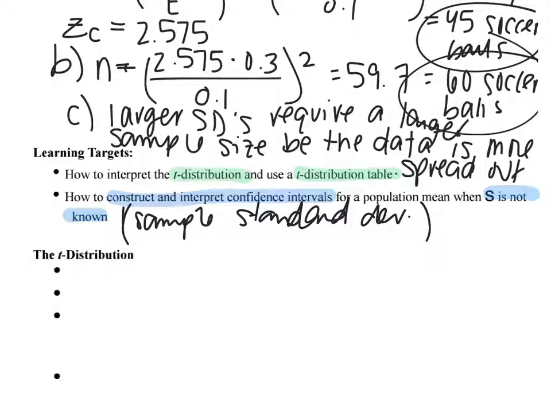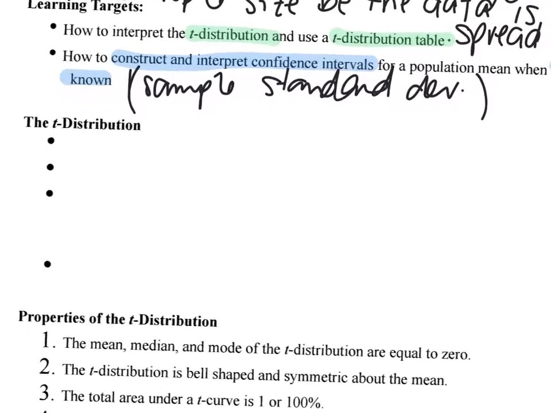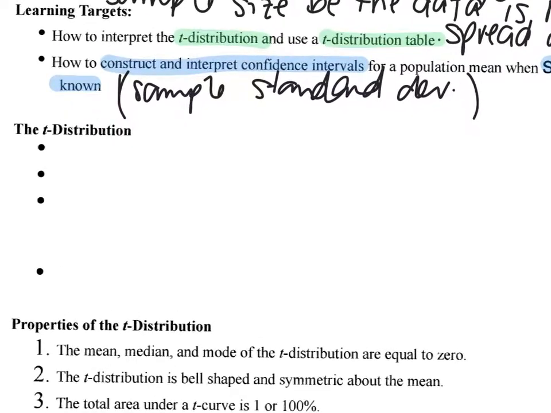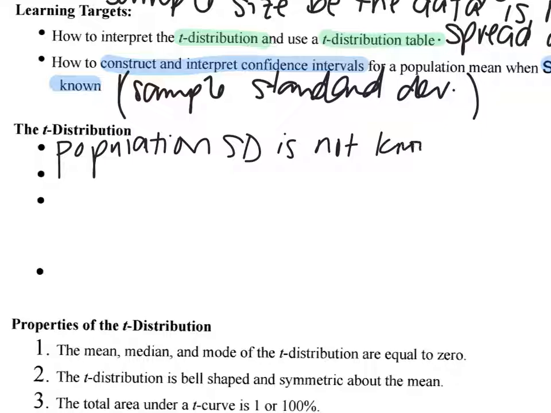All right, let's get started on our t-distribution, and some of its properties. So here are properties of a t-distribution. First of all, our population standard deviation is not known. Next, our sample size is less than 30.